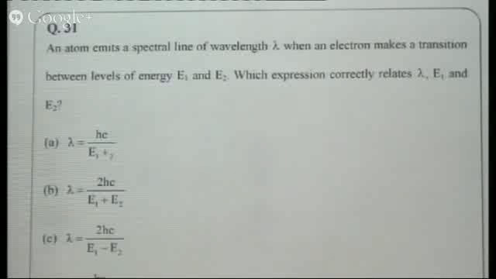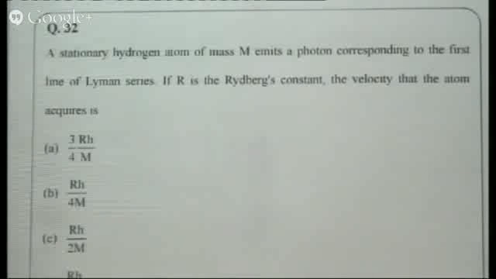Next, 31st. Check करो. An atom emits a spectral line of wavelength lambda when electron makes a transition from E1 to E2, which expression clearly relates lambda, E1 and E2. Solve हो जाएगा ना? It's a simple relation. हाँ है ना? हो जाएगा. 32nd. Check करो. A stationary hydrogen atom of mass m emits a photon corresponding to the first line of Lyman series. You can solve it.